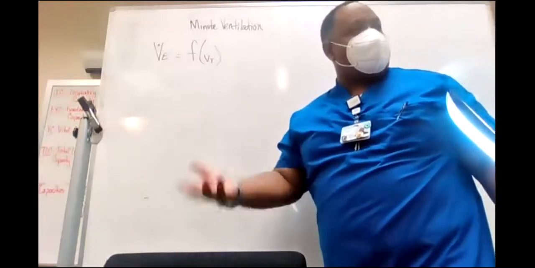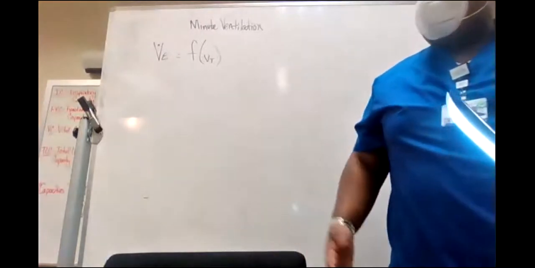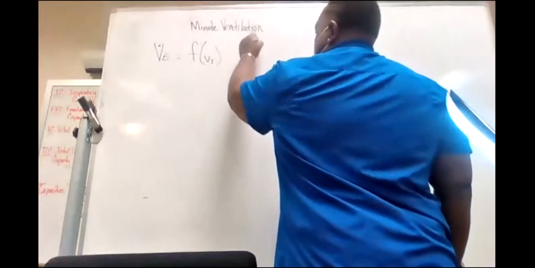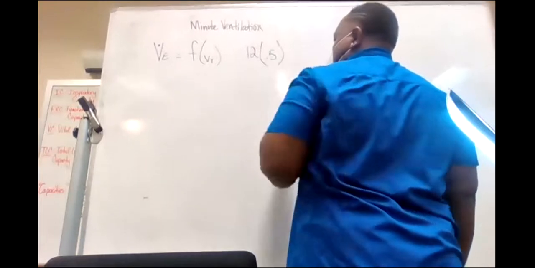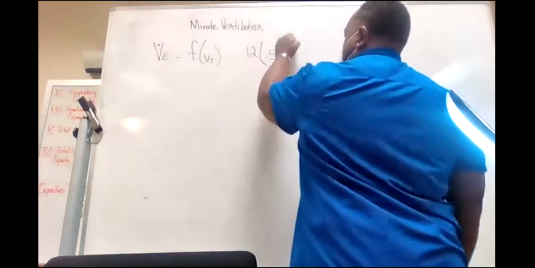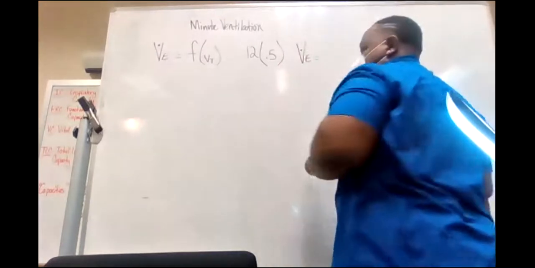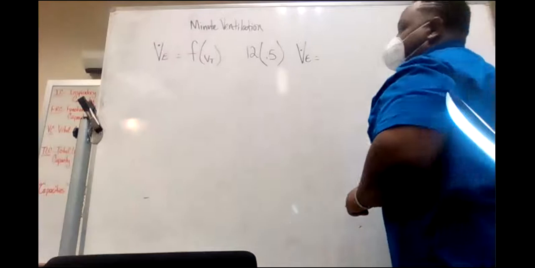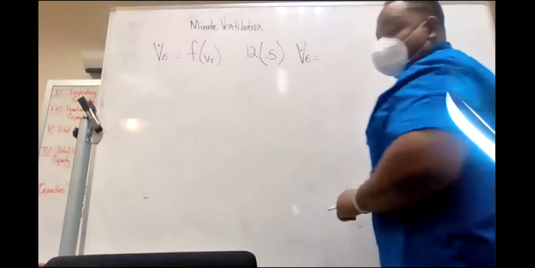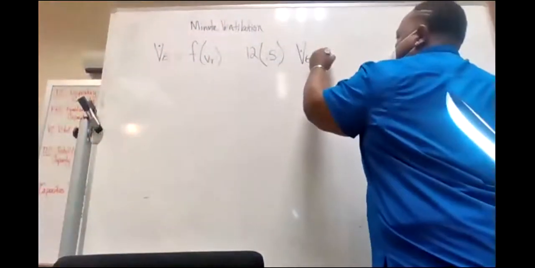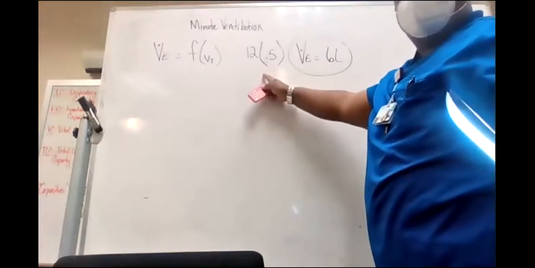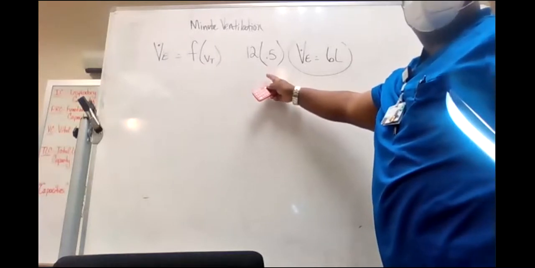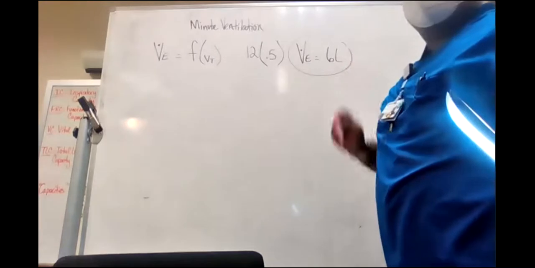How many times are they breathing per minute? If they're breathing 12 times per minute, then I do 12, and they have a tidal volume of 500, then I can say 0.5, right? Equals what? Anybody? Six. 6 liters per minute. If somebody is breathing 12 times a minute at a normal tidal volume of 500 milliliters, which is 0.5 liters, the answer is 6 liters per minute.